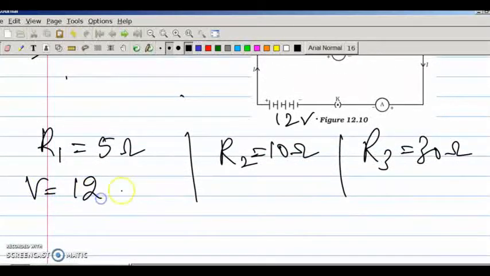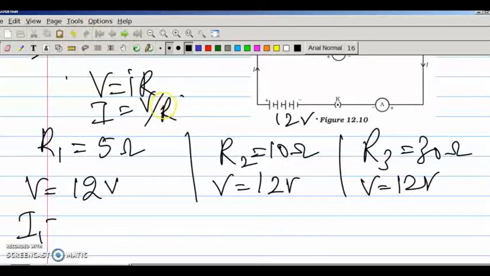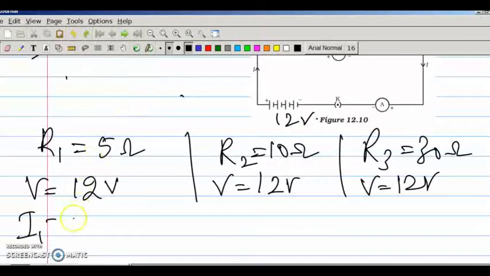As they are all connected to the same source and they are all in parallel connection, each of them will have a potential difference of 12 volts. Good, 12 volts. The next one: I have to calculate I. V is equal to IR, that is Ohm's law. Now what is I? I is equal to V by R. So by Ohm's law, we write I1 equal to V by R.